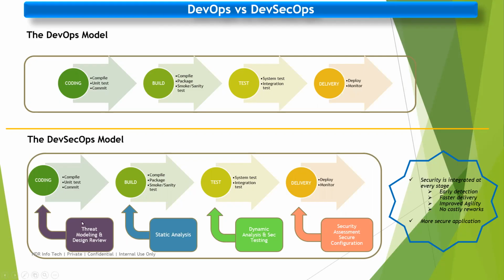What is getting added extra is, at the coding stage, threat modeling and design review. At compile time, static code analysis, right? So why do we need static code analysis? There are tools available. Fortify is one example. If you scan your source code using Fortify or SonarQube, or any tool basically, it will identify all the loopholes in your source code.